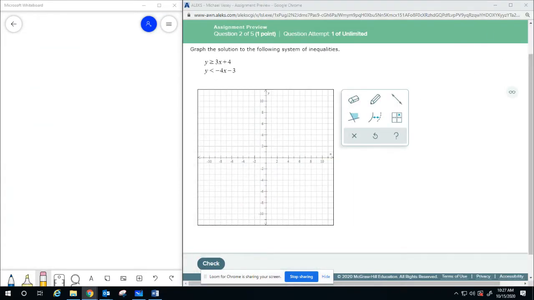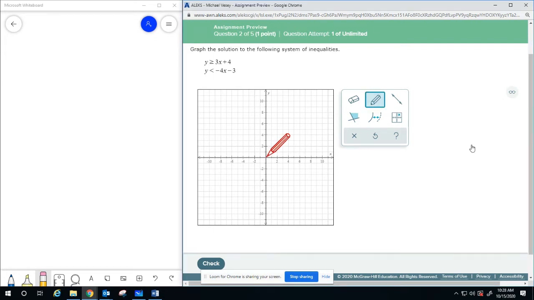All right, here's another example of graphing a system of inequalities. And as you can see, our system is already in slope-intercept form. And so let's go ahead and draw the lines, and then we will graph and shade, okay? Starting with the top equation, I'm going to come over here.